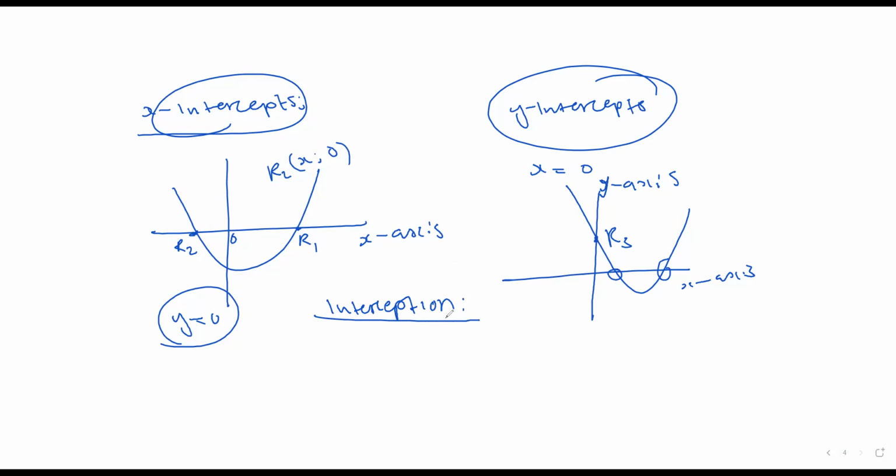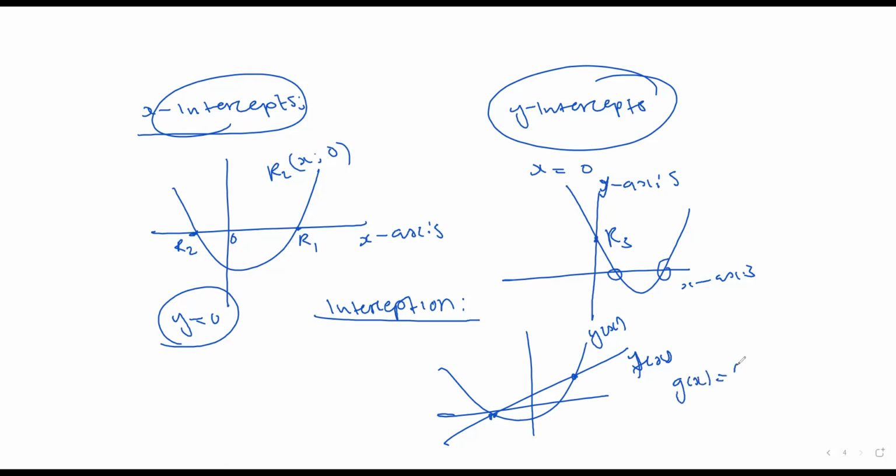Then more like interception: if we have a parabola like this and a straight line graph, let's say the parabola is f of x and the line is g of x. Then this point and this point are where g of x and f of x intersect. And at every intersection of the two graphs, g of x is always equal to f of x.